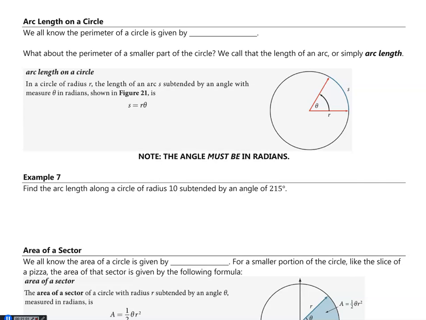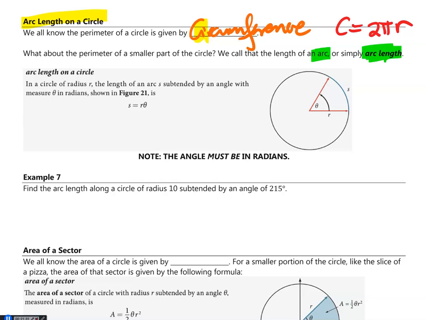Next, arc length on a circle. We all know that the perimeter of a circle is given by the circumference, and we know that the circumference is equal to 2 pi r. What about the perimeter of a smaller part of the circle? We call that length an arc, or simply the arc length.